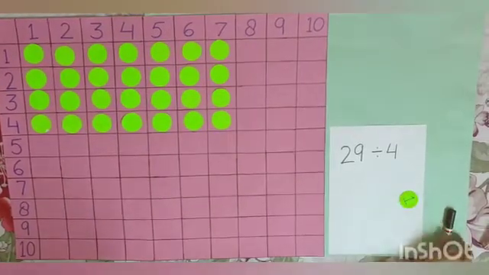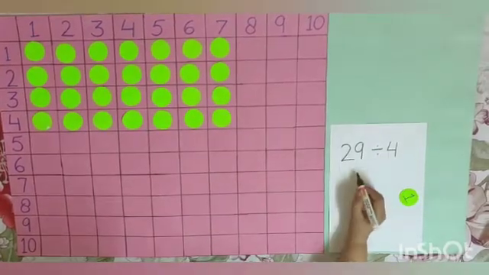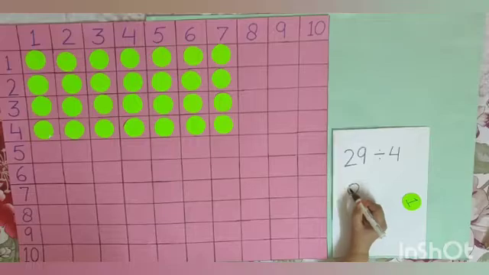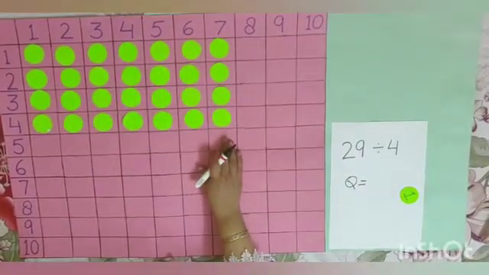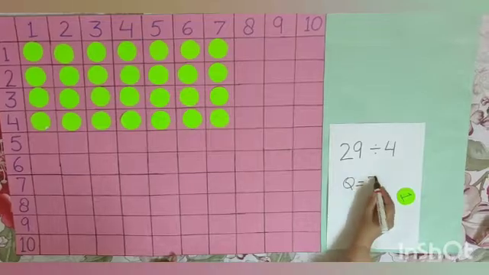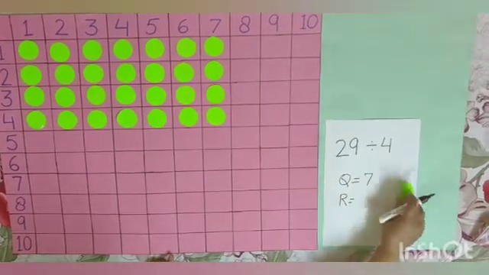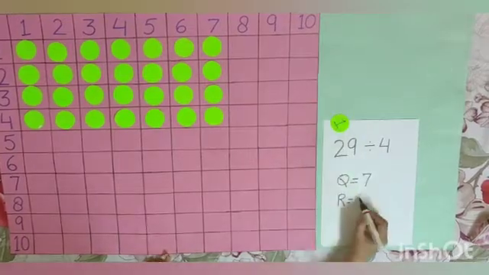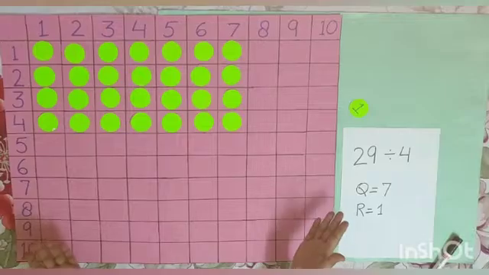So 29 divided by 4, our quotient will be, since we have placed them in 7 columns here, our quotient will be 7. And since we are left with one counter here, our remainder is 1. Wasn't it fun sharing equally?